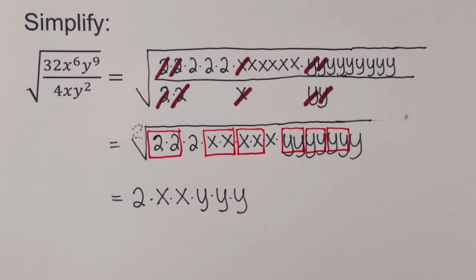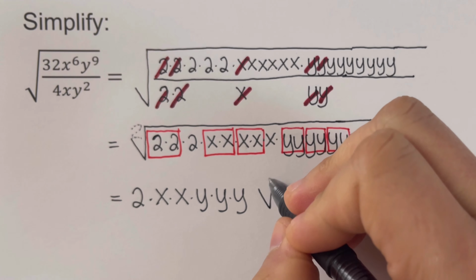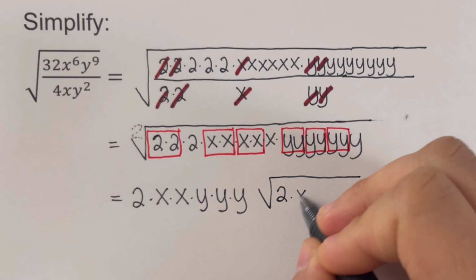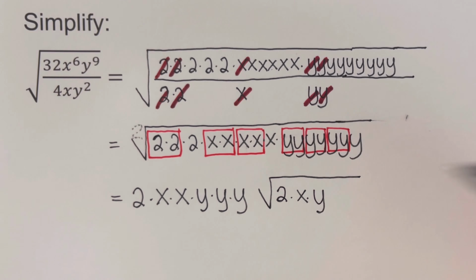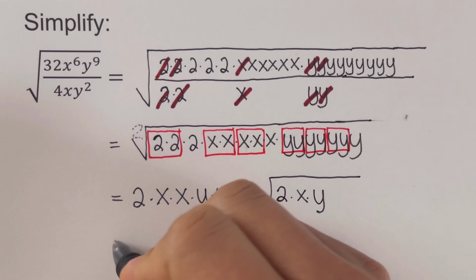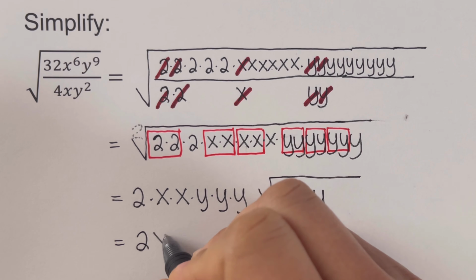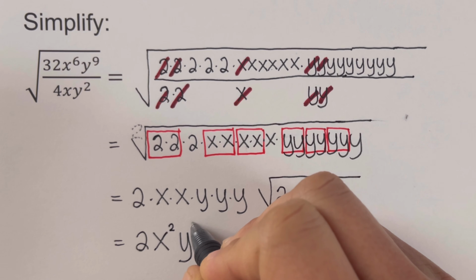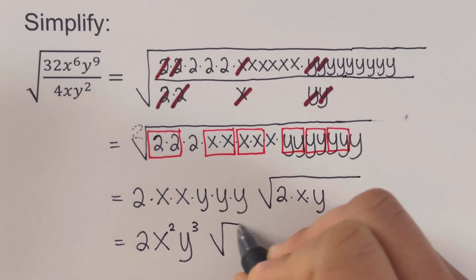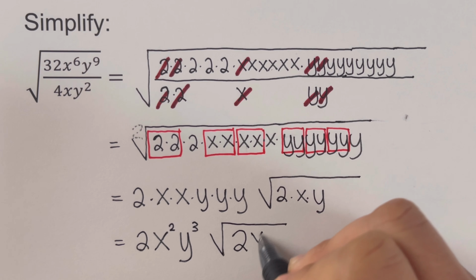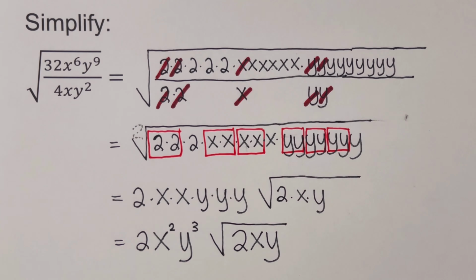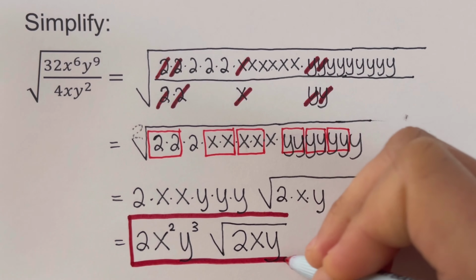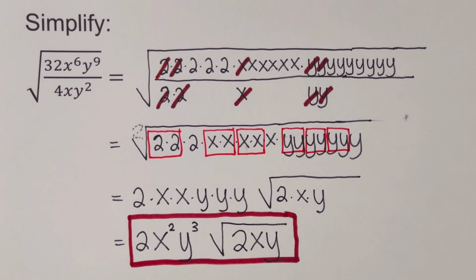Whatever is the leftover, I write it inside the radical. So that would be 2 times, there's 1x, and then there's also 1y. So I go ahead and simplify this. So this would come out 2. There are 2 x's, so that's 2x squared, and that is y to the 3rd, and then the square root of 2xy. So this is the simplified version of this given expression that we have up there.